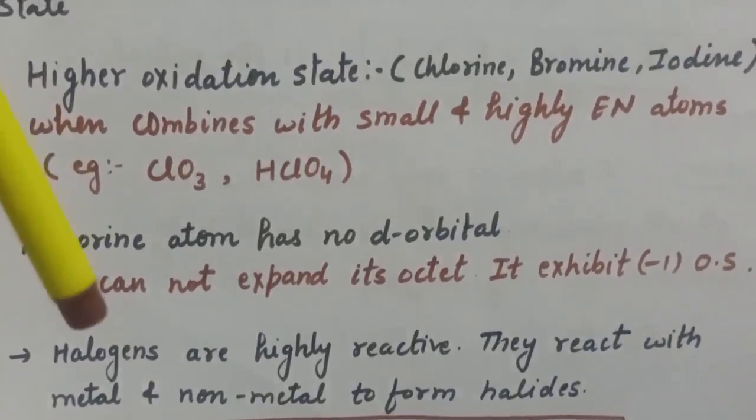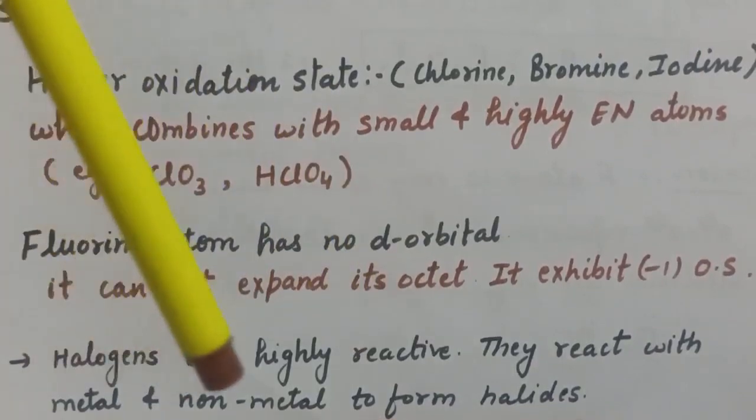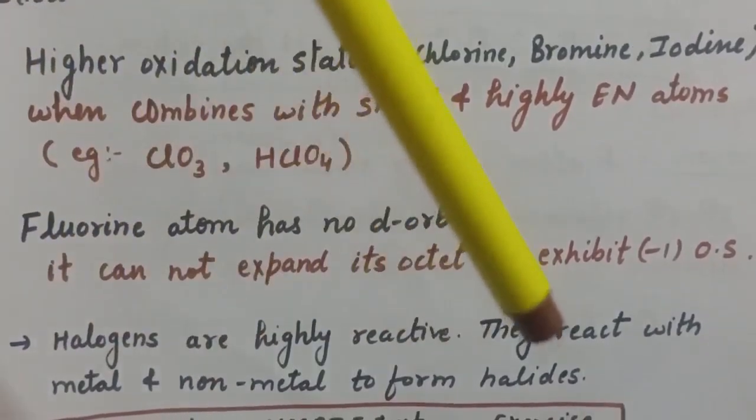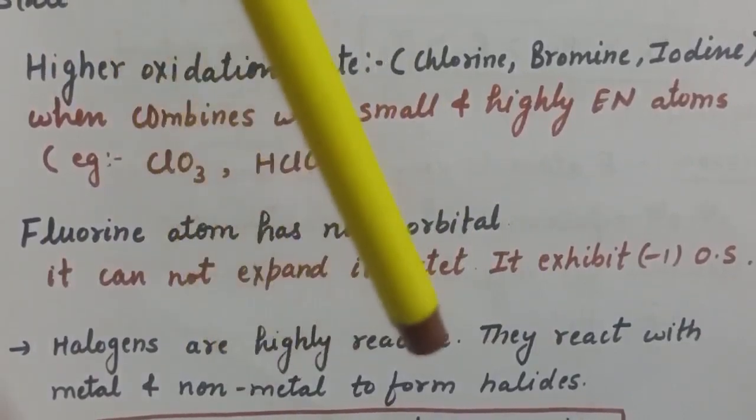Now next is, halogens are highly reactive. They react with metals as well as with non-metals to form halides. Now we will discuss the reactions of halogens in the next lecture.